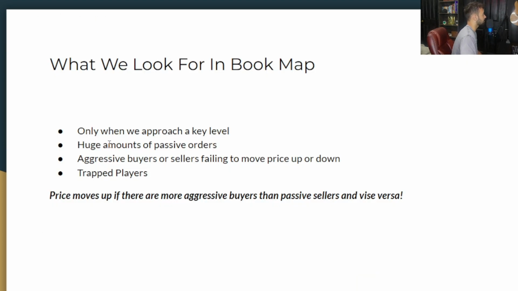The next thing is I want to see aggressive buyers or sellers, I want to see trap participants, which is basically the same thing. We're going to go over the definition of that in a second. But important to know, price will continue to move up if there's more aggressive buyers and passive sellers, and vice versa. So for example, what happens here?